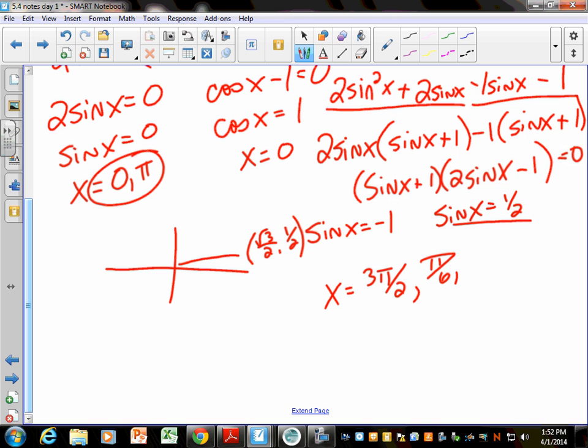And what other quadrant is sine positive in? So what if this is pi 6? What's this? 5 pi 6.